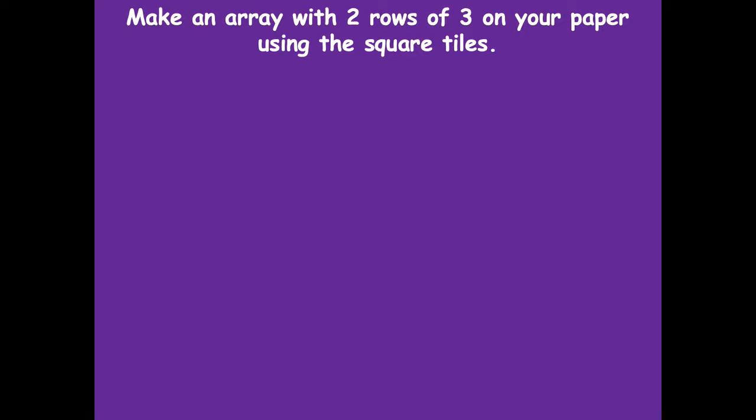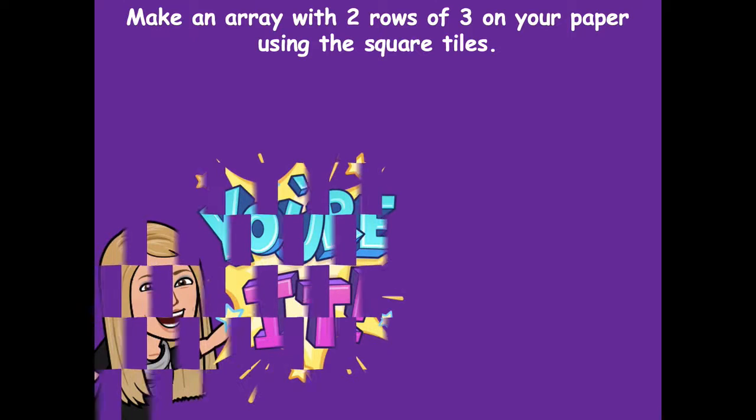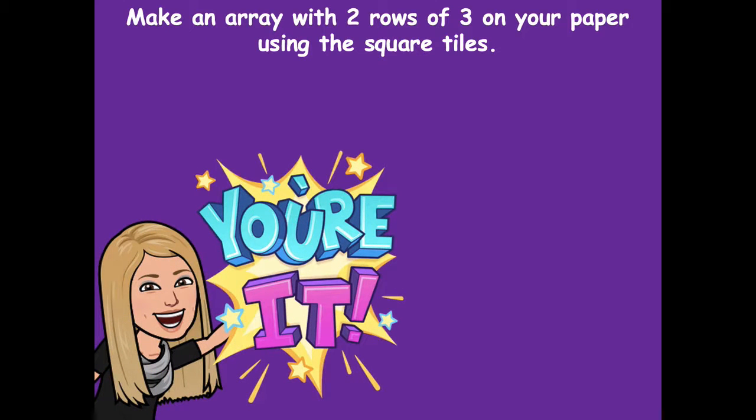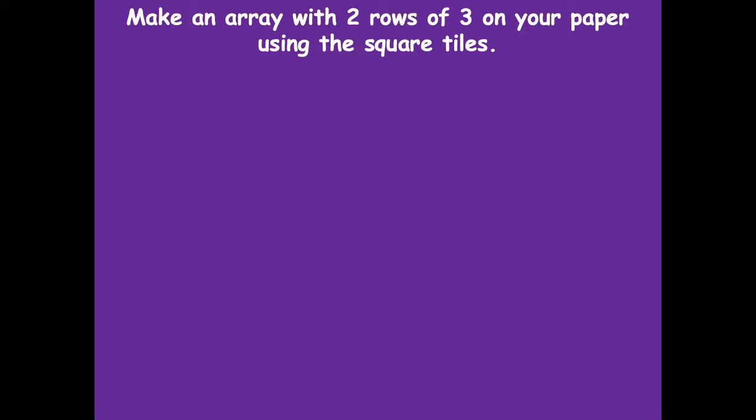All right, friends, we're going to make an array with 2 rows of 3 on your paper using the square tiles. Pause the video. With your square tiles, build 2 rows of 3, and then click play when you're ready for the next step. Pause if you need more time. Here's the array that I came up with my tiles. I have 2 rows with 3 in each row.